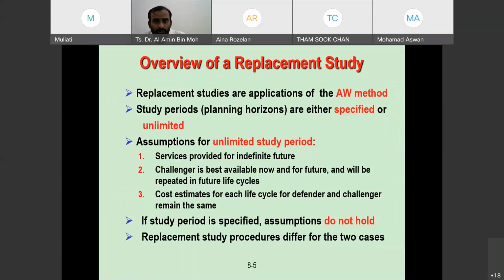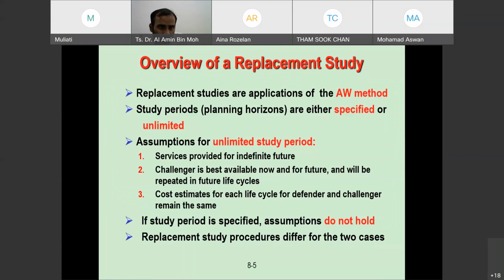Okay, so now we are going to see an overview of a replacement study. They are going to explain all the fundamental information in relation to assessing this replacement. Okay, so let's go quickly. I believe going through the example will give you a better understanding, but we will just go through the slides here first.